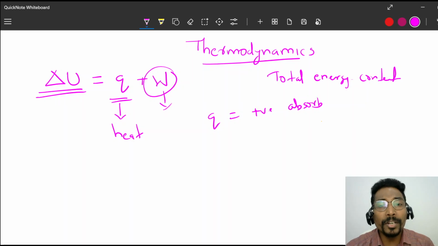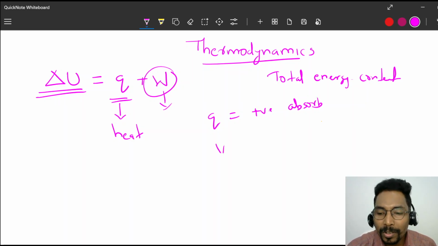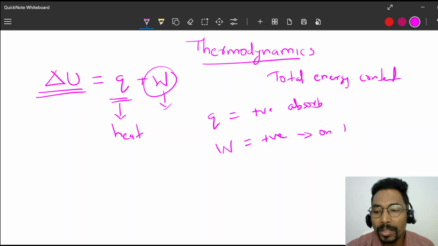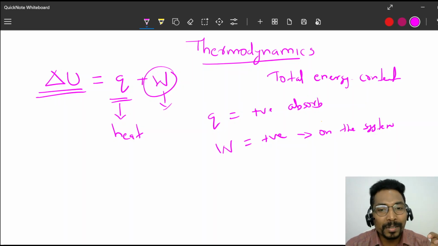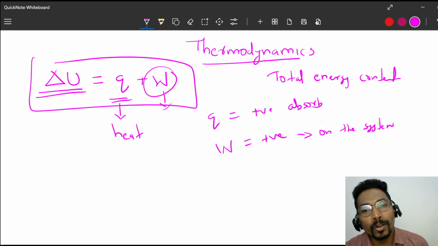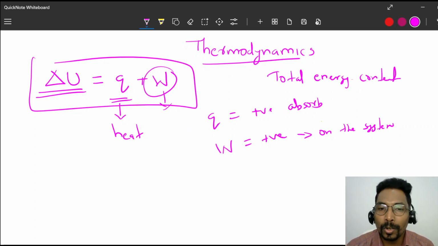Then coming to work done. Work done can also be positive and negative. Work done can be positive when work is done on the system. Work done on the system is considered as positive, and work done by the system is considered as negative. These terms are very important because you will get these particular terms or sentences in your question paper. So this is the expression for the first law of thermodynamics.